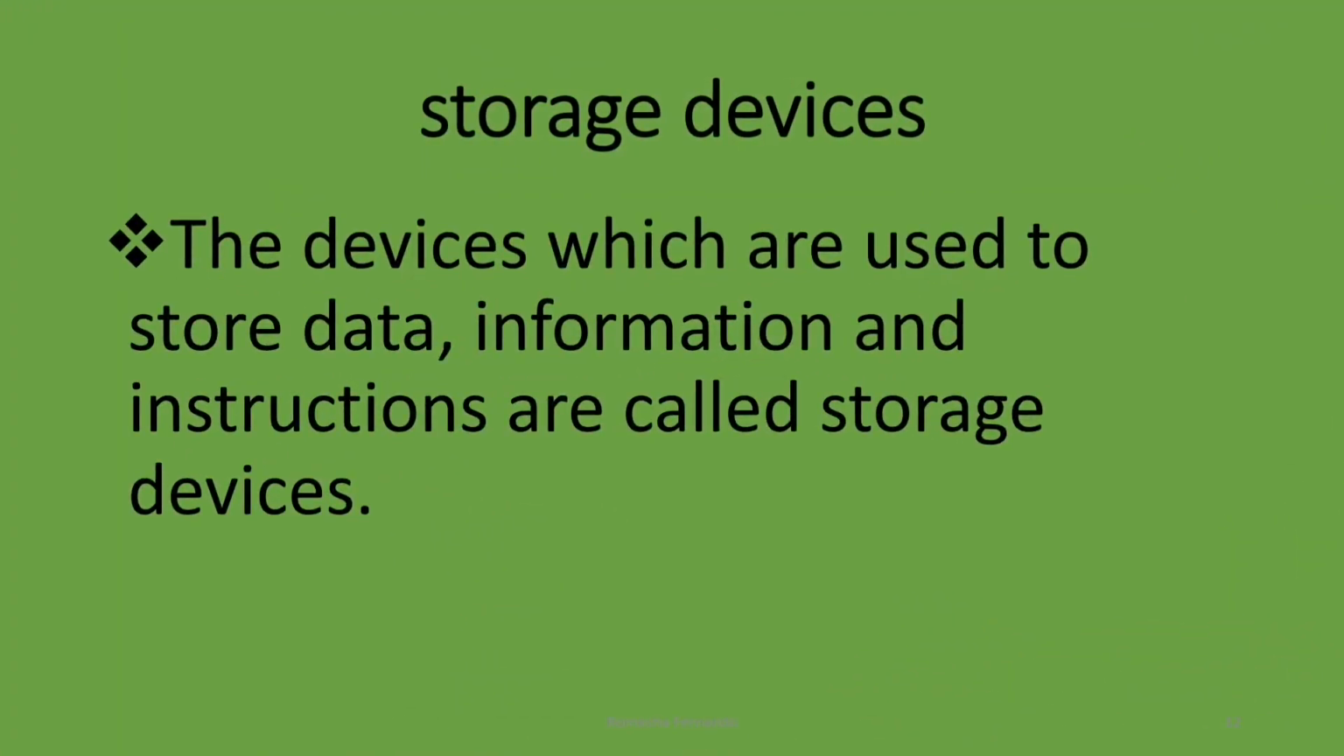The devices which are used to store data, information and instructions are called storage devices. They are called secondary memory also. This type of memory is known as external memory or non-volatile memory. Data and information in secondary memory are stored permanently. It is slower than the main memory. The contents of secondary memories are first transferred to the main memory and then the CPU can access it.